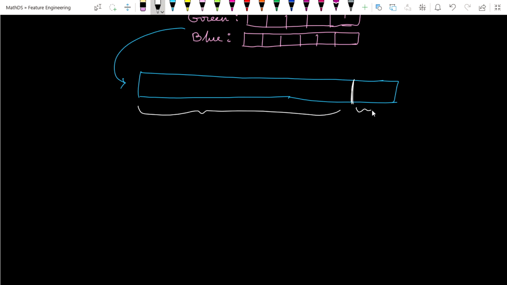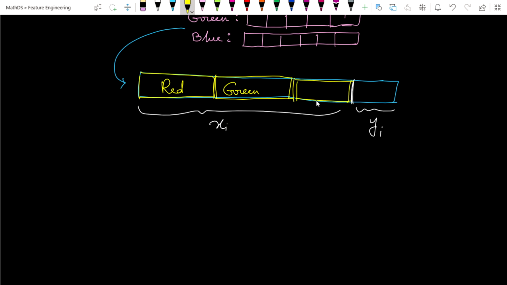This is for xi and this is for yi. In this xi, we have three feature vectors for red, green, and blue. This vector will be responsible for red, this features vector is responsible for green, and this features vector is responsible for blue. And this is the x vector and this is the y vector.